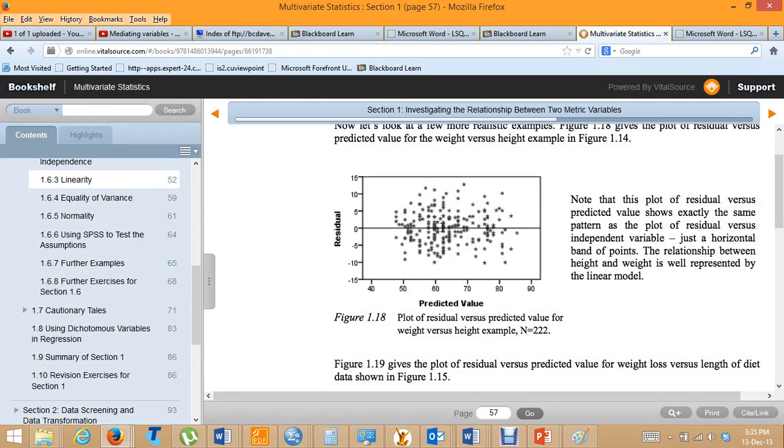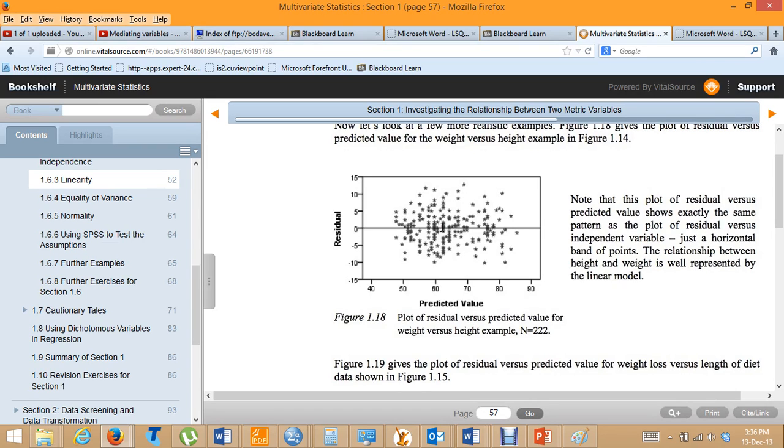Okay guys, I just wanted to quickly discuss checking the assumptions for linear regressions and multiple linear regressions. So you're all well aware of the assumption of linearity, which is basically just the idea that the relationship between each IV with the DV is linear.